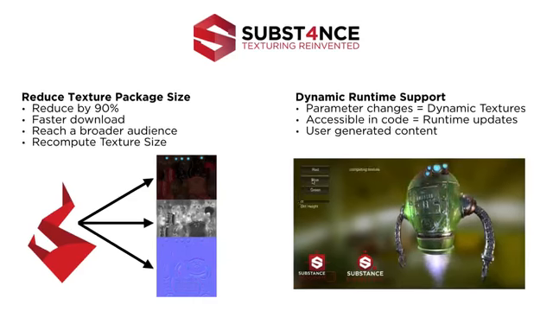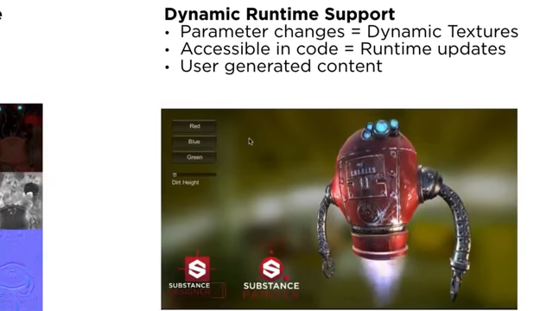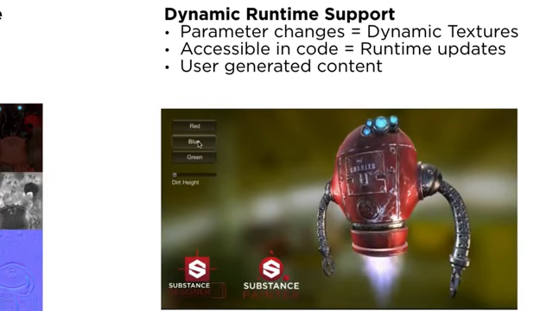With dynamic runtime support, you can change the look of a texture to create several different iterations, all within the Unity editor. These parameters are also accessible in code, so you can dynamically change a texture during runtime. This is great for creating user-generated content, for example. Here's a project that showcases how Substance can be used to create user-generated content by customizing a character.